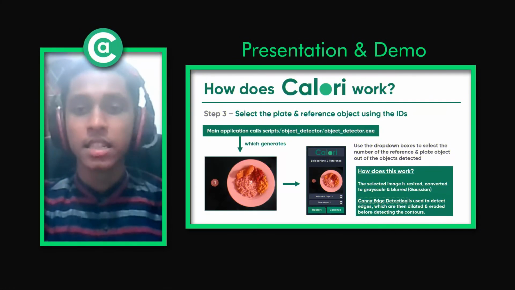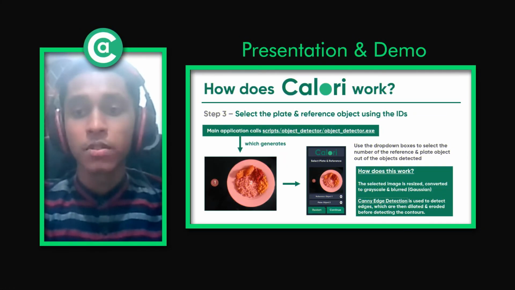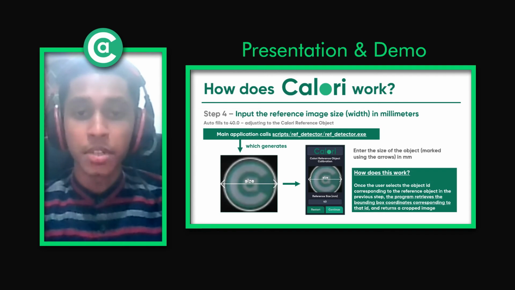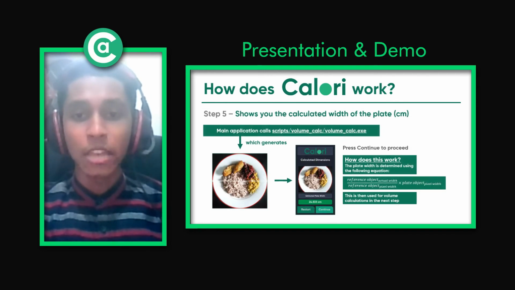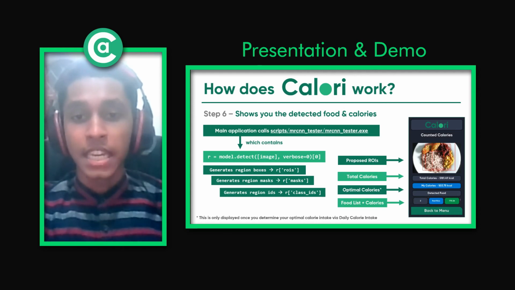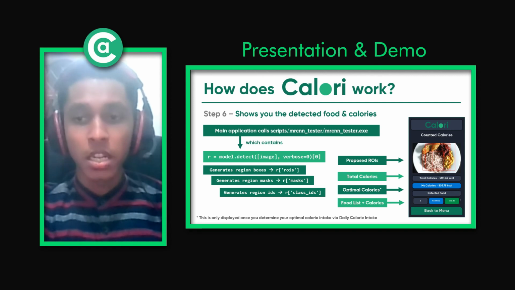So how exactly does the application work? Once you supply the image, it will first detect objects on it so that we can select what the plate and reference object are. Once this step has concluded, it will now move on to isolating the reference image. After this, it will tell you the calculated width of the plate, and this is done by taking the reference object's actual width divided by the reference object's pixel width multiplied by the plate object's pixel width. In the next step is where you have the most important part. It runs the MRCNN network, which queries the trained neural network by supplying this image that was sent in by the user.